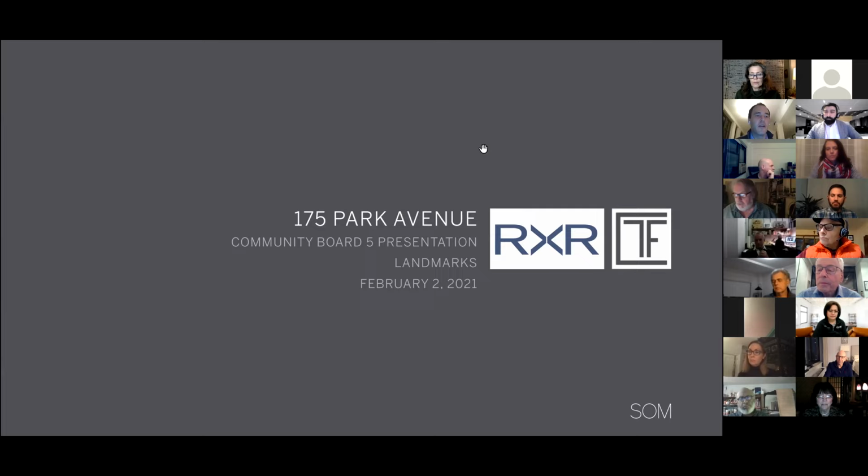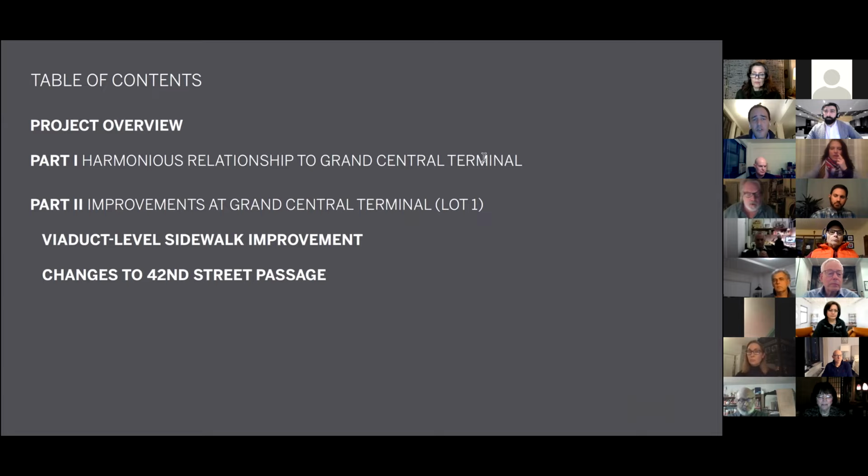Rami, you can flip to the agenda. So the two items are, first, LPC will review and issue a report related to the project's harmonious relationship to Grand Central. That report will examine the relationship specifically between the exterior of our proposed development and the terminal. And that's a requirement of the special permits that we're seeking through our upcoming ULURP.